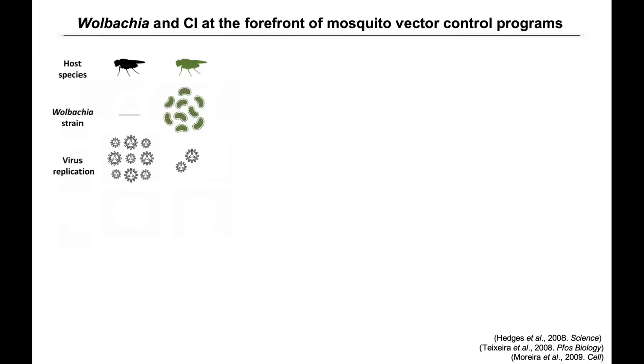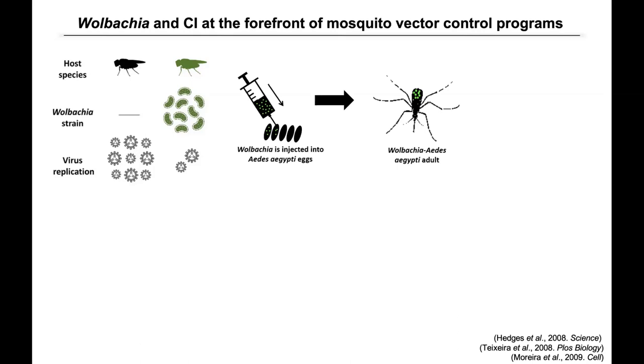So other than CI, Wolbachia has other characteristics such as pathogen blocking. It was back in 2008 when it was found that in Drosophila flies, if they do not have Wolbachia, then they have amplification of virus particles. And these viruses, which can be pathogenic in the field, reduce the host fitness. However, if these flies carry Wolbachia, then Wolbachia can block the replication of these viruses and increase the fitness of the host.